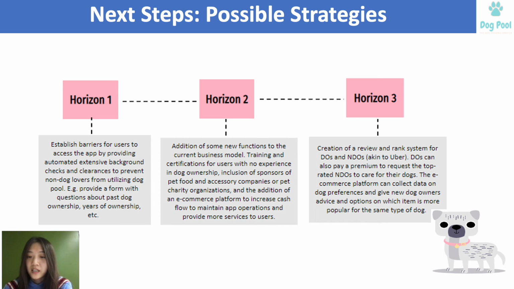We have divided our recommendations into 3 different time horizons. For Horizon 1, we propose to establish barriers for users to enter the app to address Dogpool's current challenge of time-consuming and to help the company provide a continual drive for its existing business model and core capabilities. Horizon 2 is our proposal to add some new functions to the app to extend Dogpool's existing business model and core competence to new customers and markets. Horizon 3 is about creating a rating system for users, creating new capabilities and new business, increasing long-term competitive advantage, and generating sustainable cash flow for the company's continued growth.